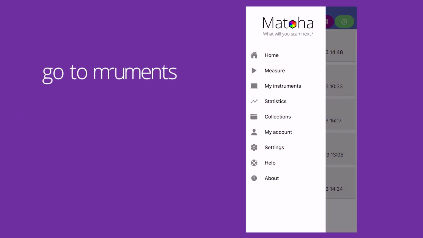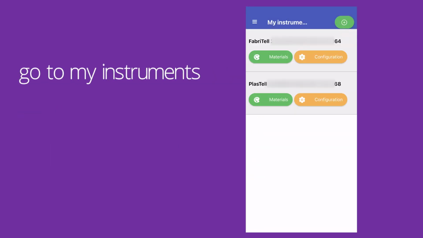Step 3. Enable the custom library in device settings. Go to My Instruments, then pick the device which you would like to modify and click on Configuration.